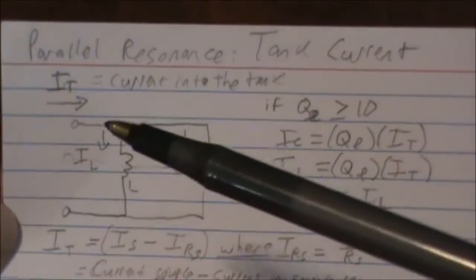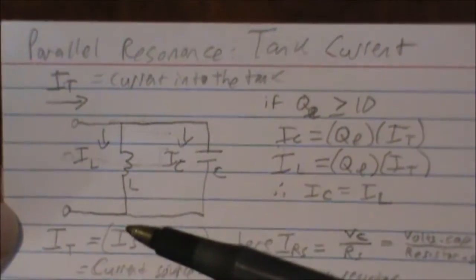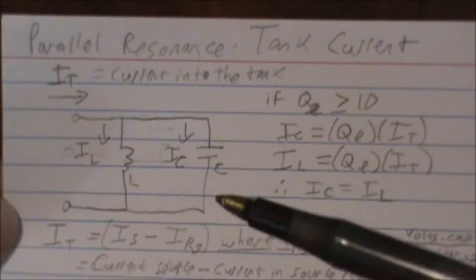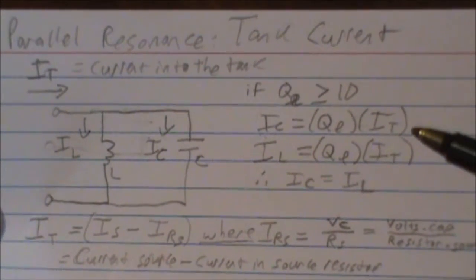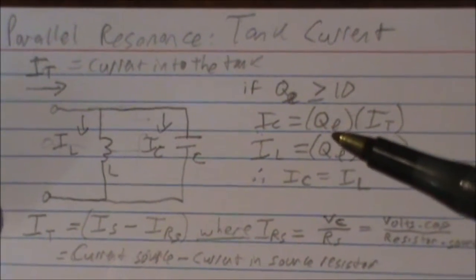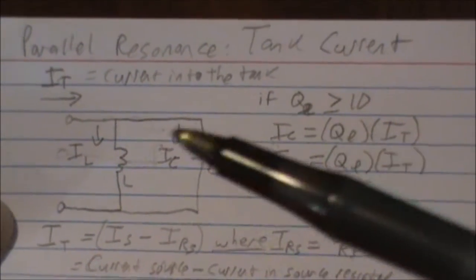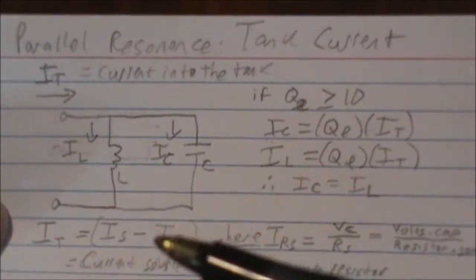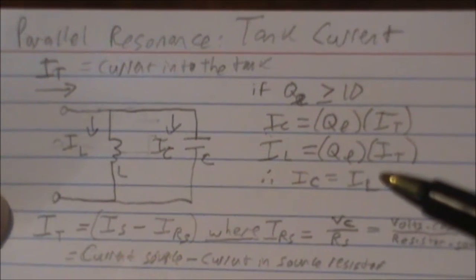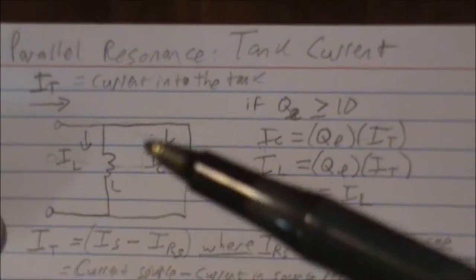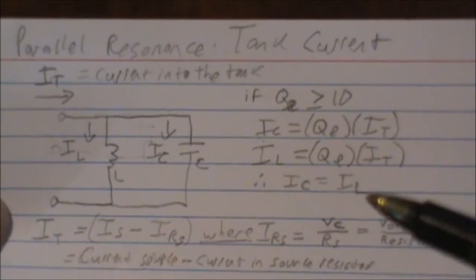So I sub T is your total current in the tank. Tank here is the current through the inductor and the current through the capacitor. So if your Q is greater than or equal to 10, the current through the capacitor is the Q factor of your coil times the current in the tank, current through both elements. And at resonance, of course, you're going to have the same current going through both elements. I sub C equals I sub L.